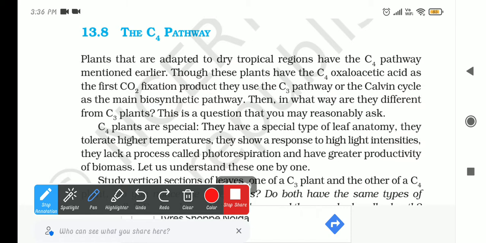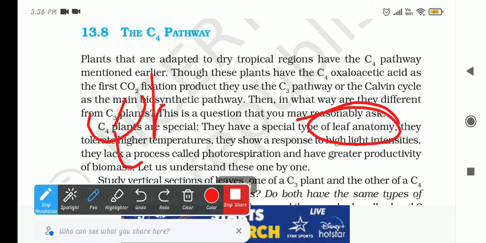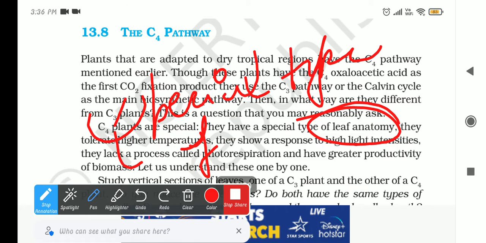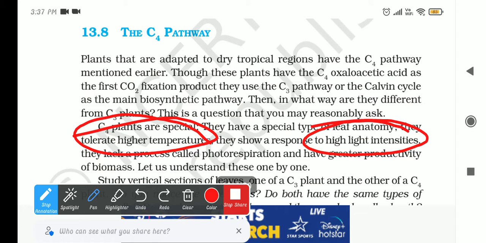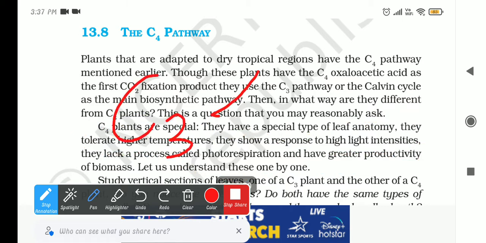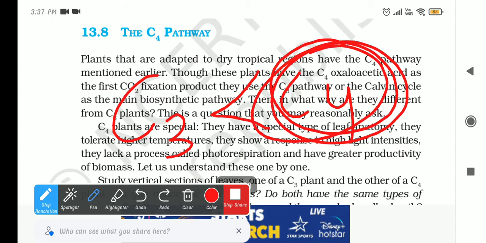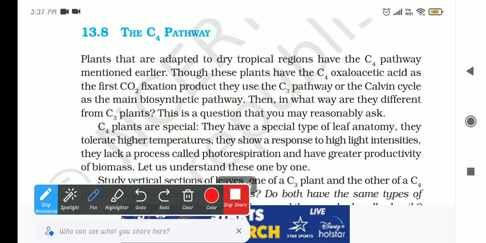And what happens in the C4 plants is why they are special. They are special because of their leaf anatomy. They have a special type of leaf anatomy, and because of it they can tolerate high temperature and respond to high light intensity, and they lack the process called photorespiration. This leads to greater productivity as compared to C3. The greater productivity will be in the C4 plants, and the reason is very clear.